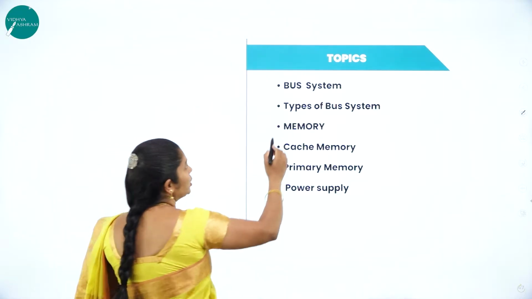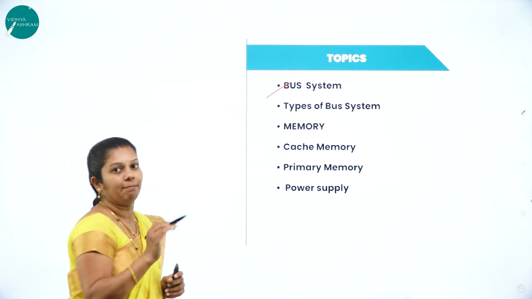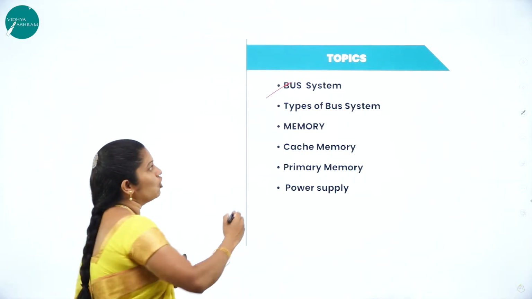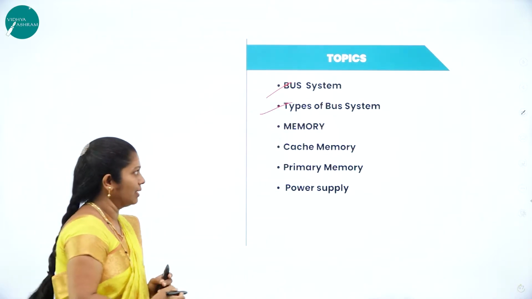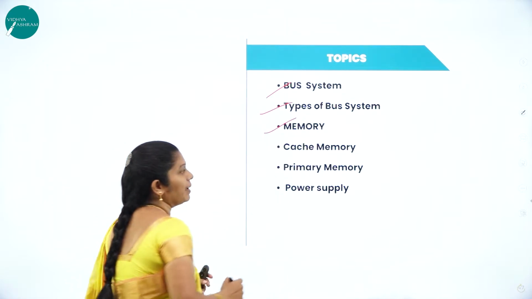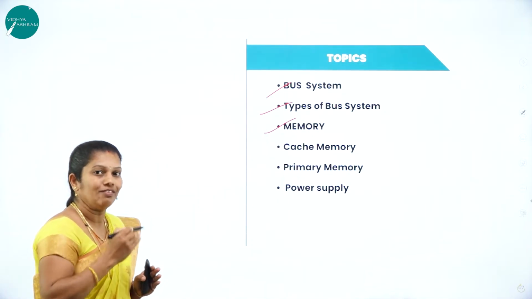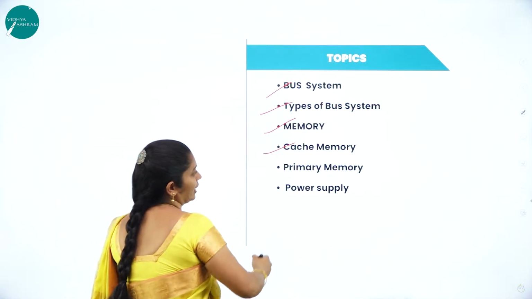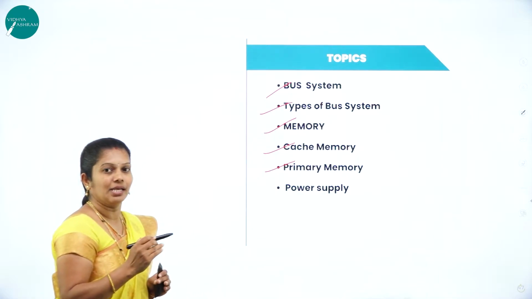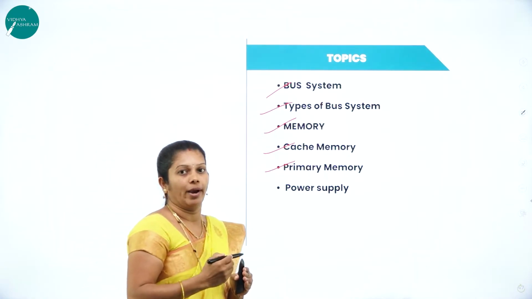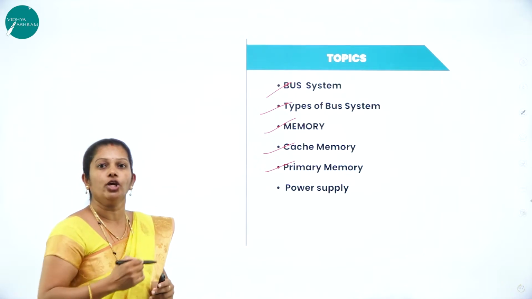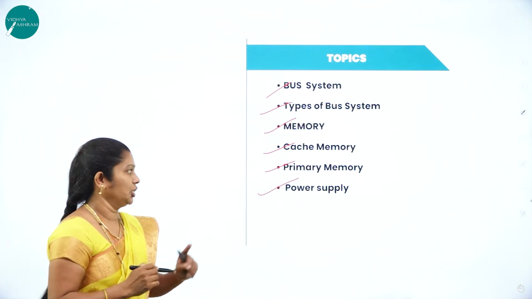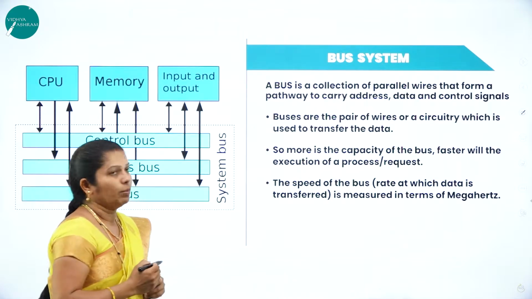In today's class, you will come to know what is meant by bus system, why we require bus, and which are the types of bus, that is internal bus and external bus. Then what do you mean by memory, how the memory will store the data, and which are the types of memory, cache memory and primary memory. As well as how much power is required and how power will be supplied to all the components of the computer. Regarding that, you will come to know in this session, that is power supply. Now one by one we'll discuss.